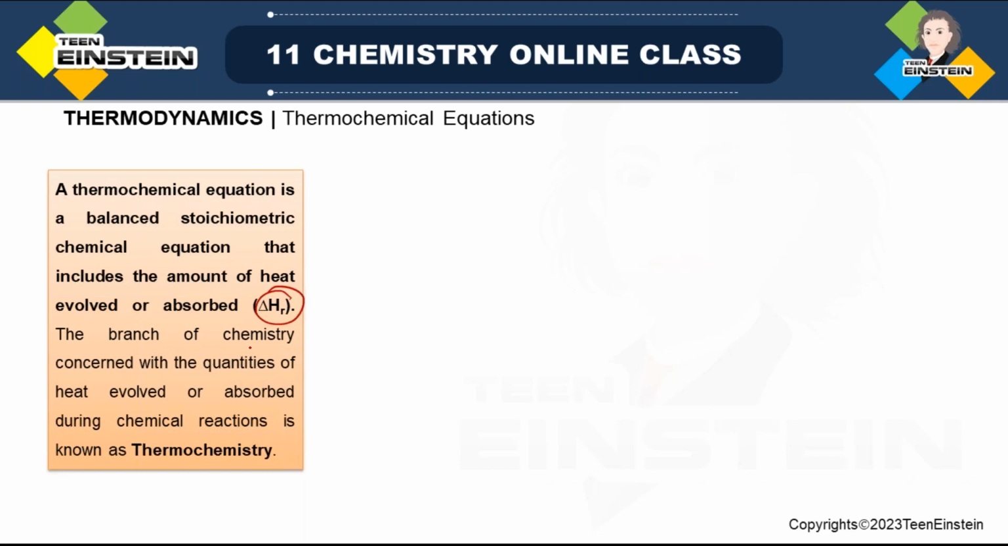Depending on what type of reaction you are doing, there may be different names, but the important point is that the ΔH value will always be there. In general, if I am writing a reaction between A and B producing C, and the ΔH value is minus X kilojoule or kilocalorie per mole, the ΔH value is mentioned. This is a separate branch of chemistry concerned with the quantities of heat evolved or absorbed during chemical reactions, known as thermochemistry. It is all about enthalpy.